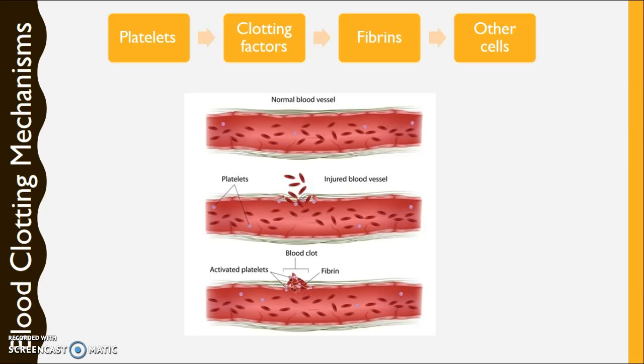Stage 3, this is when many fibrin molecules polymerize, meaning that they create a web and trap more platelets. Stage 4 is other cells, and these cells could be red and white blood cells, and they help form a clot to seal the wound and ensure the plug is sealing the wound well.